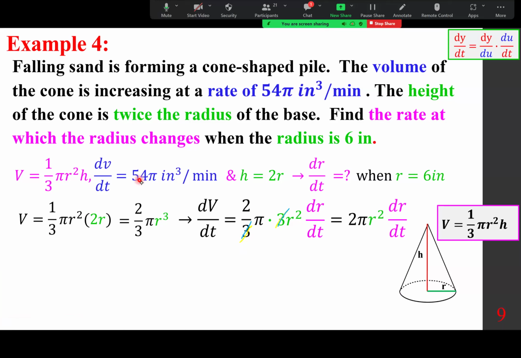And now all you have to do is replace it. What is dV dt? 54 pi cubic inches per minute. What is r? 6. And find the missing dr dt. Of course, this is 36, and times 2 is 72. So you have 72 pi dr dt. We are going to divide both sides by 72 pi.